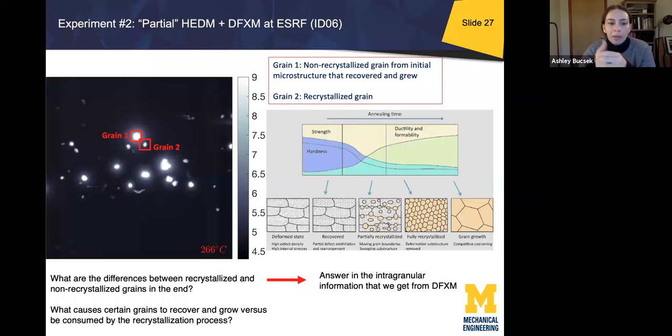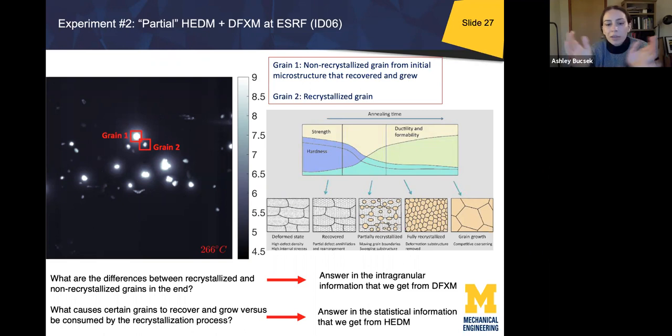What's going on intragranularly? Is there any difference in strain or mosaicity spread between recrystallized and non-recrystallized grains in the final microstructure when it's going through that growth stage? And then we can look at the HEDM higher scale data to understand this question, looking at the statistics. Is there something in the internal disorder of the initial grains that makes them be consumed or stick around during these processes? Or is it something about the neighborhood? Or is it something about their orientation? For this, we'll look at the HEDM data.